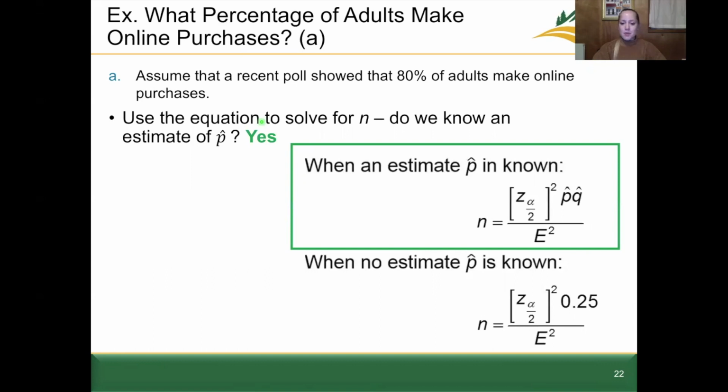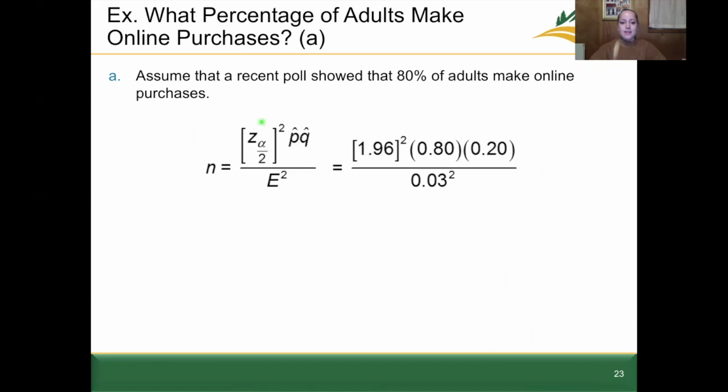So let's plug in what we know. Let's solve for sample size. So again, we need to take our critical value, square it, multiply by p-hat, multiply by q-hat, all divided by our margin of error, or E squared. Plugging in numbers here, this is 1.96 squared multiplied by 0.8 multiplied by 0.2. Then we divide this all by 0.03 squared. Notice in all of these numbers, we don't use the percentage form of the values. We use the decimal forms.